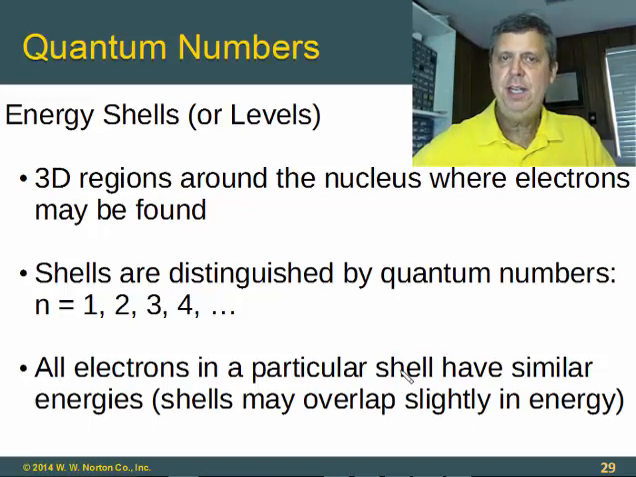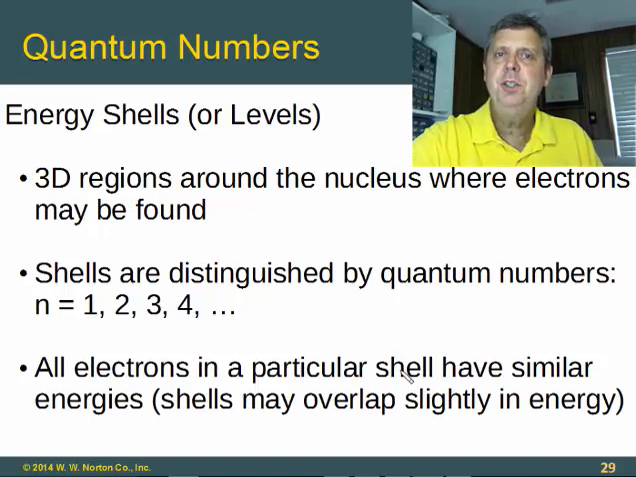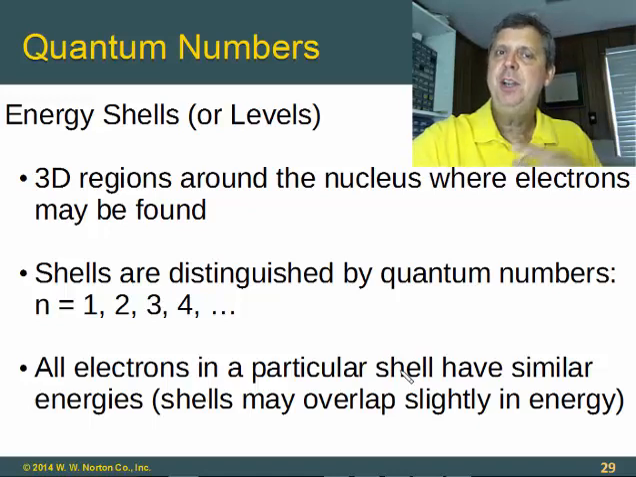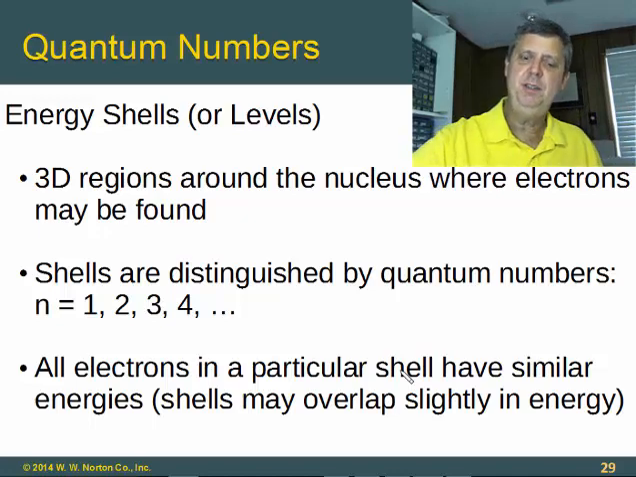And as I said on the last slide, the shells are distinguished by quantum numbers, positive integers 1 through infinity. And all electrons of a particular shell tend to have, do have, very similar energies. Not always identical, sometimes they are. But as you get to higher numbered shells, they kind of overlap. In the third shell, for example, some of the higher energies can actually have more energy than the lower levels in the fourth shell, and we'll show you that in a few minutes.